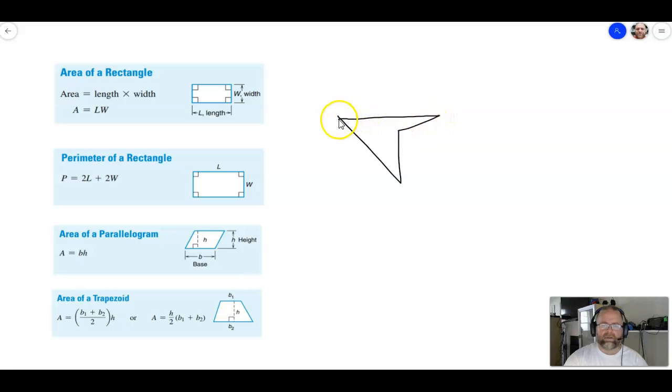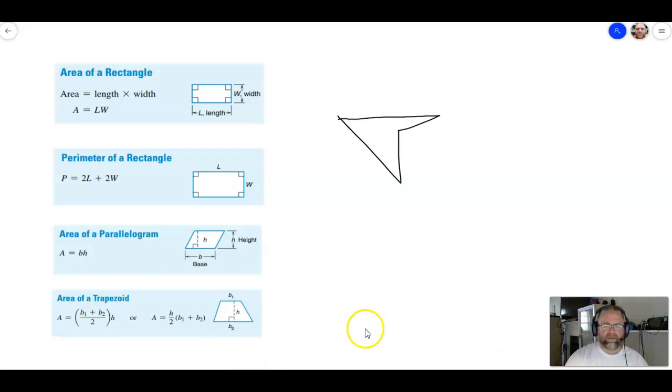Right. So that would also be a parallelogram. Notice there's no right angles, nothing's parallel to each other, and you just call that a four-sided polygon or a quadrilateral. So let's take a look at how we find the perimeter and area of all these types of shapes.